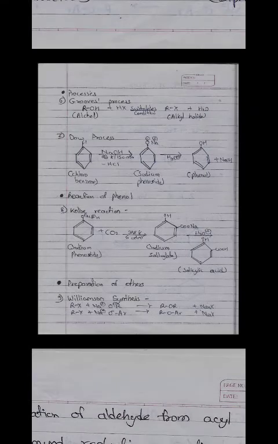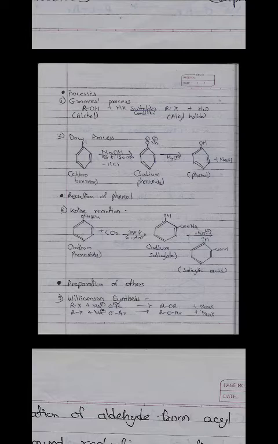Next are processes. First process is the Groves process. In this Groves process, alcohol plus some halogen acid in suitable conditions forms alkyl halide and H2O.